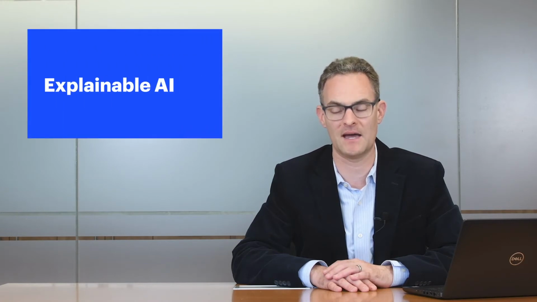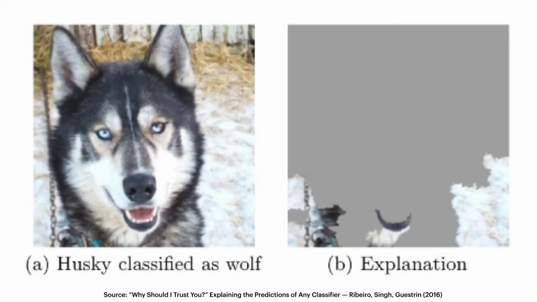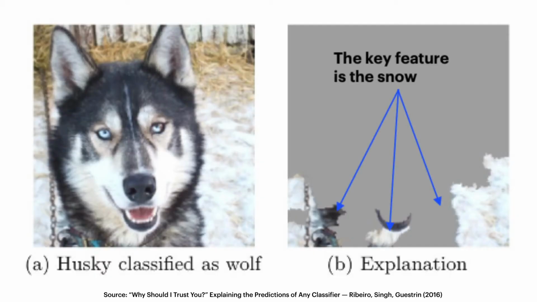And the third example I'll show you is what's called explainable AI. In this example, an algorithm was used to differentiate between a husky and a wolf. And then when you ask the algorithm, why did you think that was a wolf? It says, because of this. And the thing it points to is the background. It turns out that the wolves were often photographed in front of snow, and the huskies were photographed in front of grass or dirt. And the key feature the computer found was actually the background, not the animal.